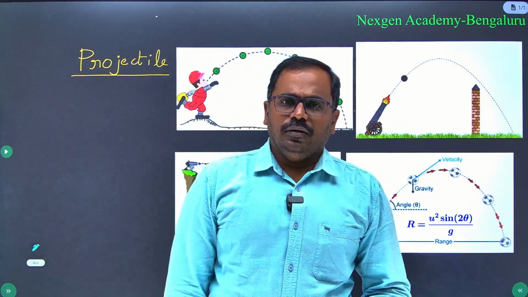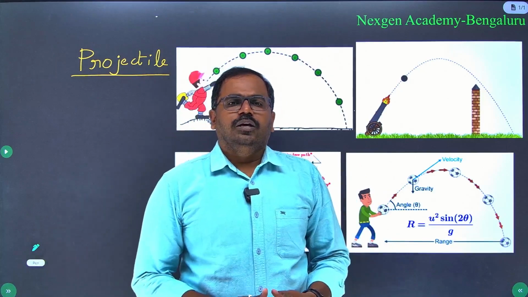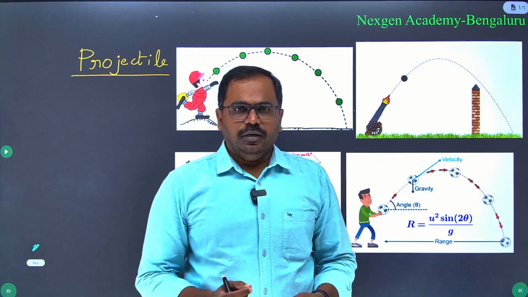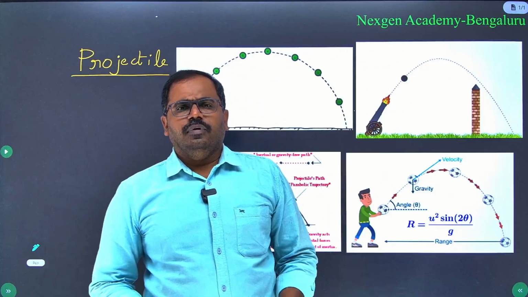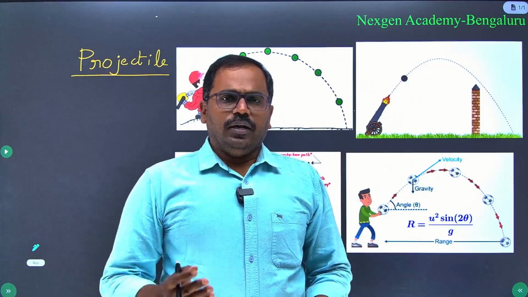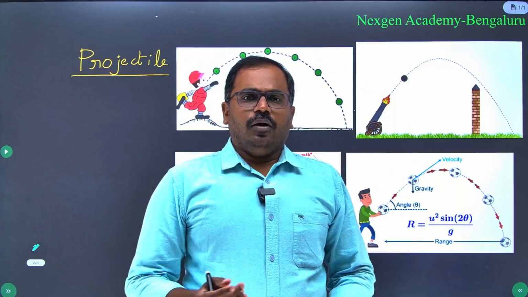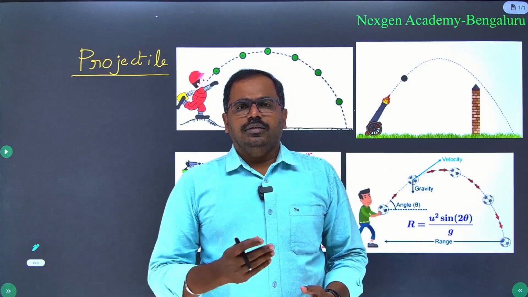If you observe a long fielder in cricket throwing a ball towards the wicket keeper, that ball follows a parabolic path, right? We have a wide variety of real-life examples of projectiles. If you take a shuttlecock or a throw ball, we have lots of examples of projectile motion.